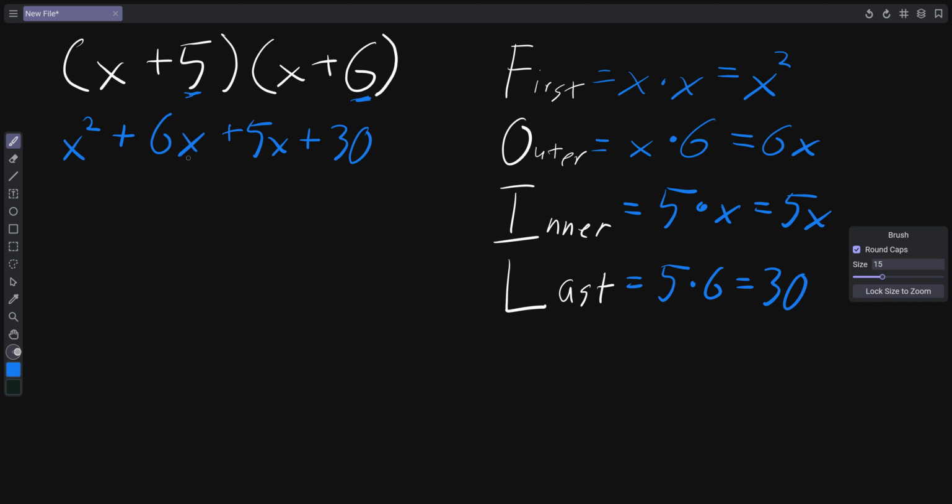It's better if we don't leave it like this because we actually have 2 like terms here. We have a 6x and a 5x, and these can be added together. And when we do that, we end up with x squared plus 11x plus 30.